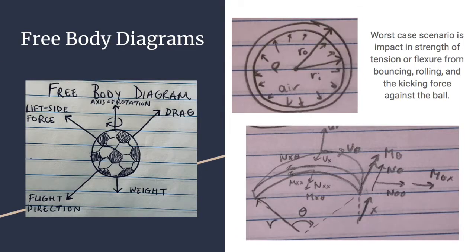This slide has our free body diagrams for our soccer ball. On the left it has the forces that are external, and on the right are the forces that are internal due to the pressure vessel. The worst case scenario is impact and strength of tension or flexure from bouncing, rolling, and the kicking force of the ball.